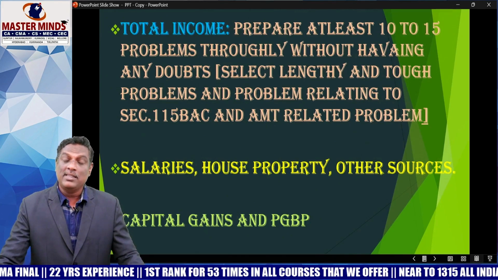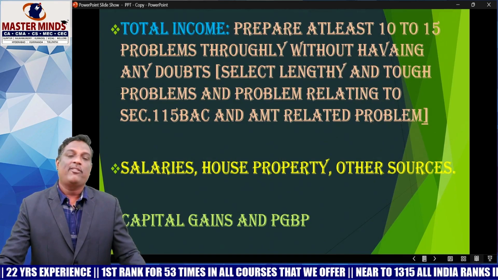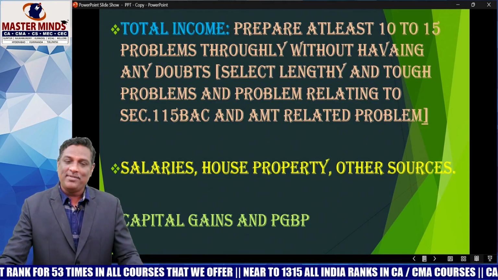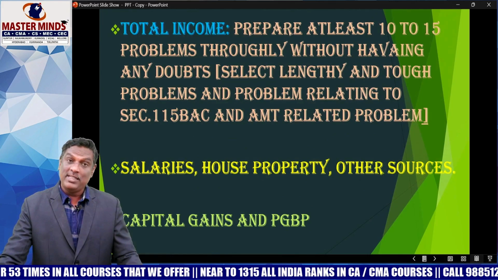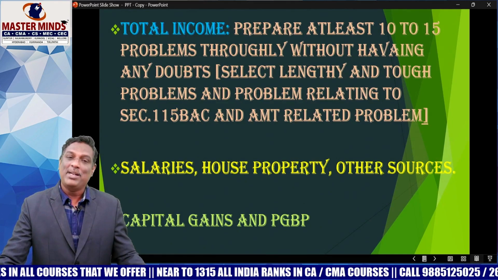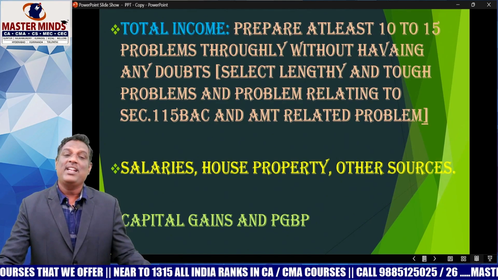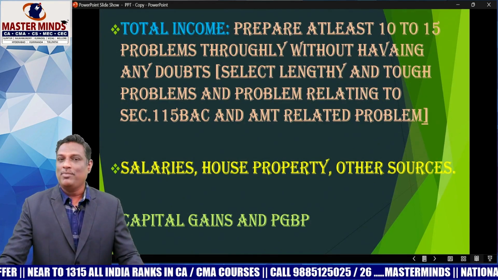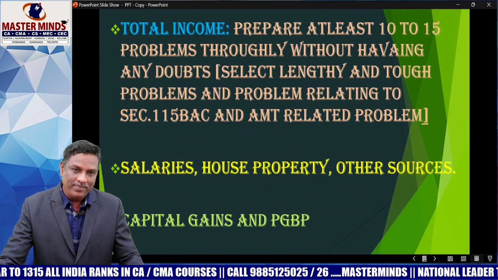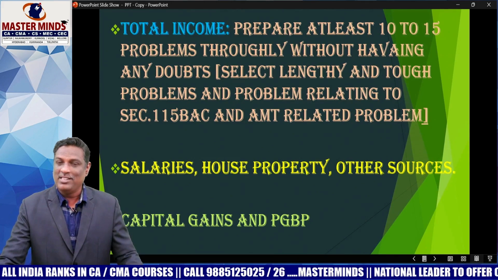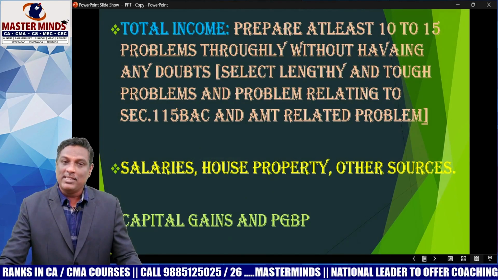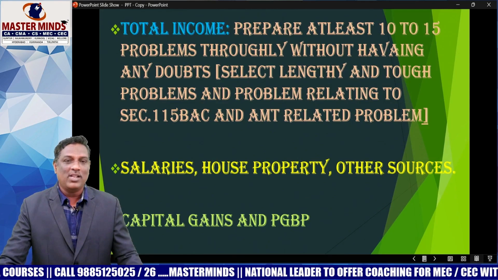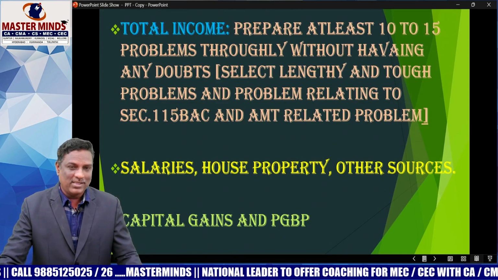So my dear students, in total income there are a lot of problems in CRDs and assignments. Select any 10 to 15 problems which are very difficult and which will cover all the amendment areas and all the different adjustments. So pick any 10 to 15 problems and prepare those problems perfectly without any doubts. Okay, which may be helpful to you from the examination point of view. So total income is the most important chapter. The first problem itself from the total income chapter carries around 14 to 15 marks.